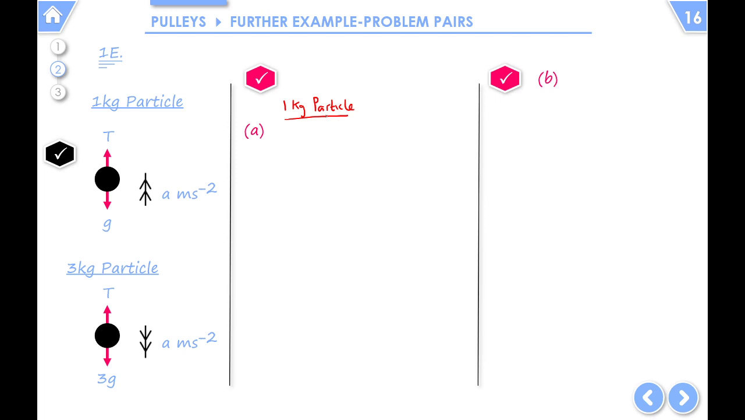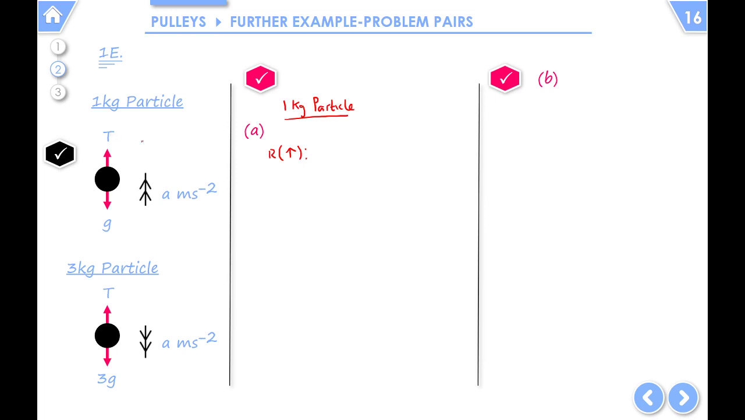Okay, whenever you write down a force equation and there's more than one particle involved, try and say which particle you're working with at any one time, and also try and say which direction you're resolving in. So because this particle is travelling upwards and accelerating upwards, it makes sense for me to write an R with an up arrow, which tells me I'm resolving vertically upwards as the positive direction.